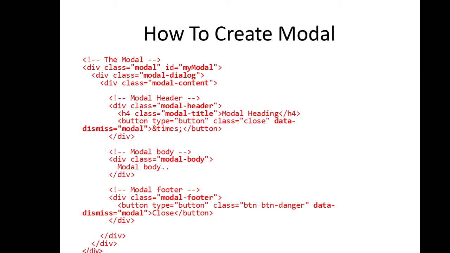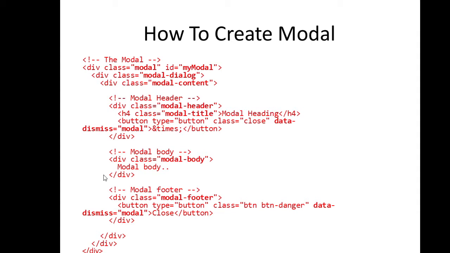Inside the modal content we have the header, the body, and the modal footer. We can place anything in the modal header. In this case, we have a title, modal heading, and a button. For the title, we use h4 with class equals modal-title. Then we have the button, class equals close, and data-dismiss equals modal. This is important because if we click on this button, it will close the whole modal dialog. So you should include data-dismiss equals modal. And then this is the caption with this X.